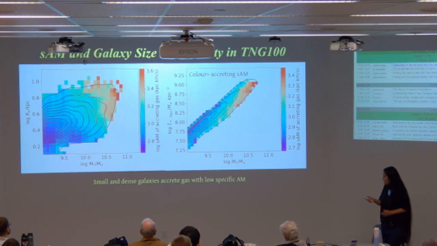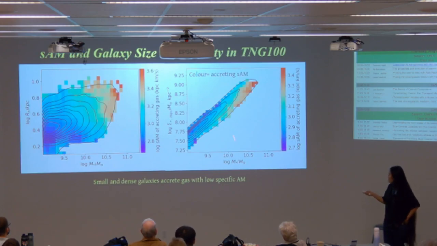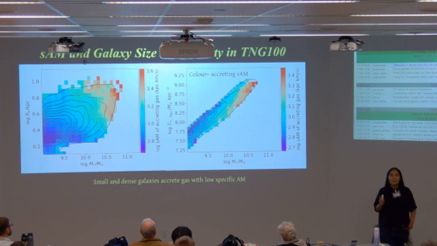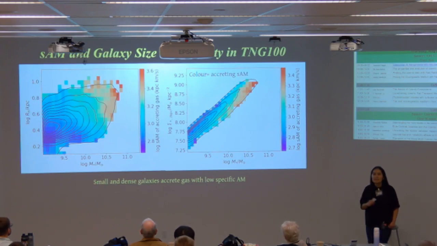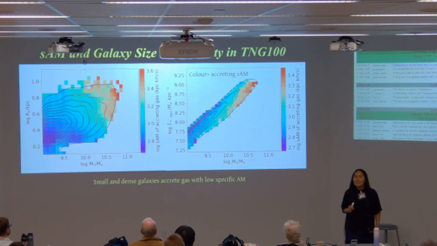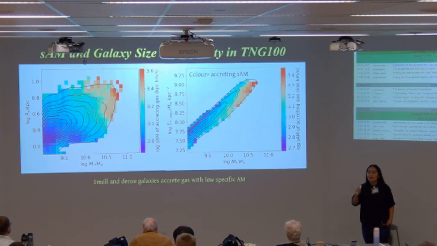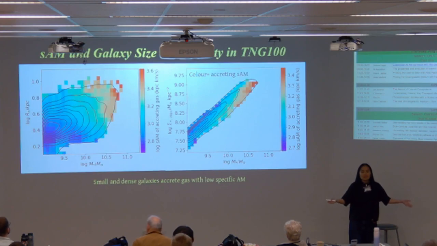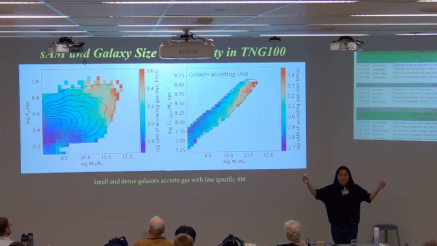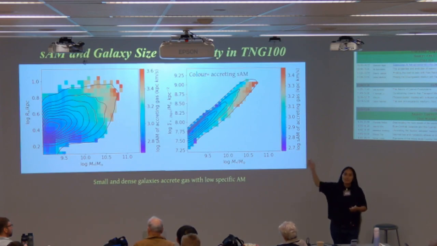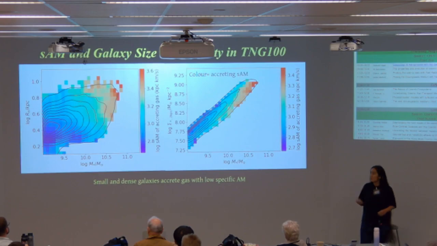What you find is that where the galaxies were blue-centered, they're accreting gas at low angular momentum. Same here in the sizes. Small galaxies, where they were blue-centered, are accreting gas with low angular momentum. And that makes sense, right? Because low angular momentum means that the gas will fall into the center of the galaxy, and high angular momentum means the gas is falling on the outskirts of the galaxy. Okay, but there's more of a story to this.